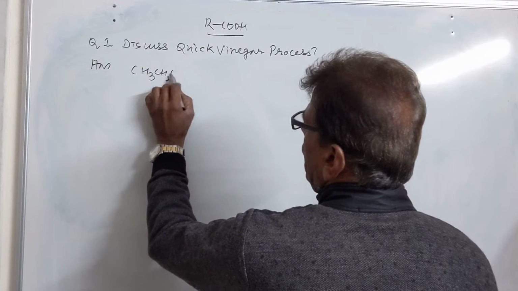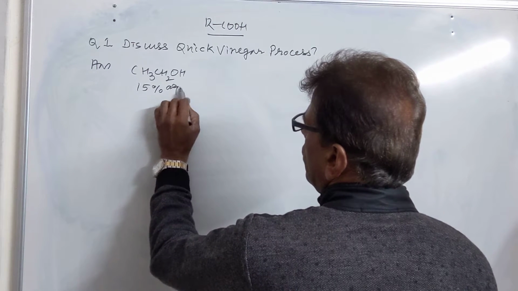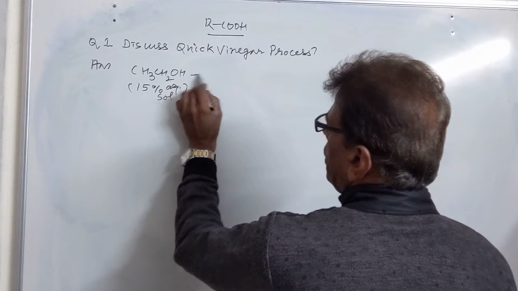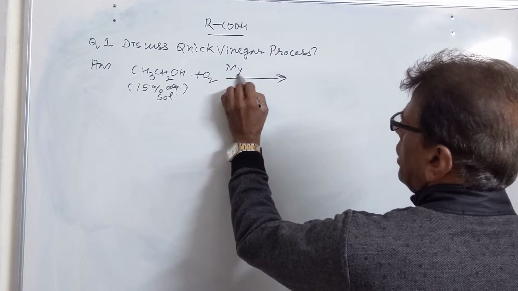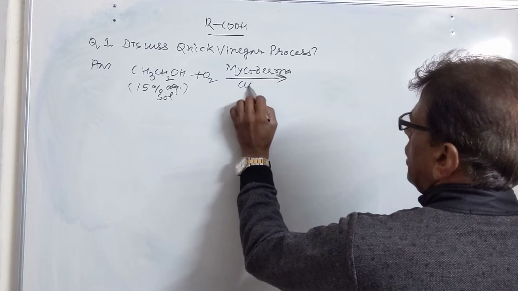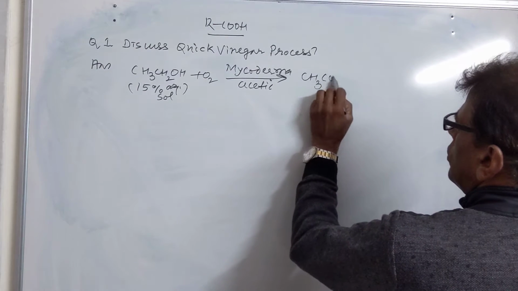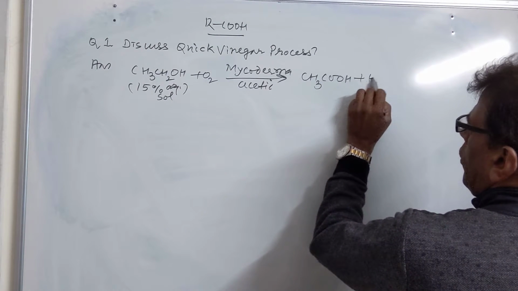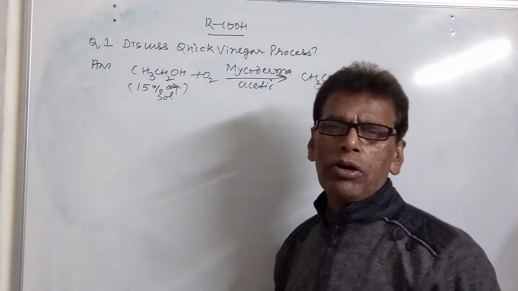We take 15% aqueous solution of ethyl alcohol and we treat it with oxygen in the presence of bacteria, that is Mycoderma aceti. This will produce acetic acid and along with that you will get water. This is quick vinegar process.